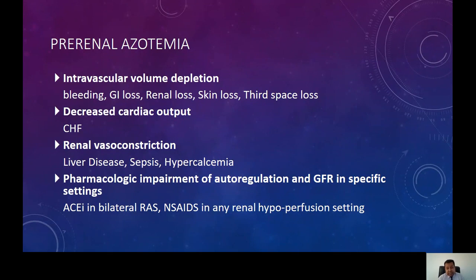And NSAIDs, that's a very important thing that you need to remember: in any child whose kidney is sick, a single dose of even NSAIDs can cause acute kidney injury when the kidneys are susceptible or sick. Therefore, this is an area we need to identify, so that we can prevent them going into acute kidney injury.